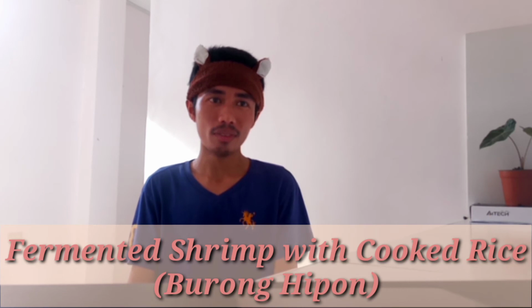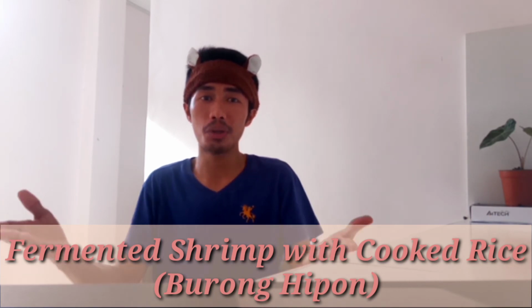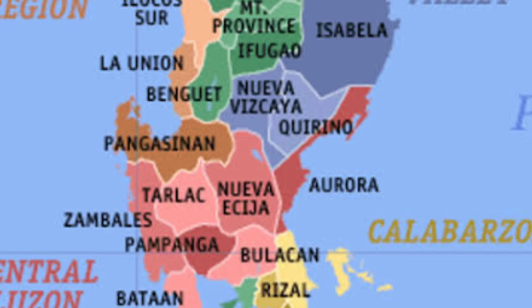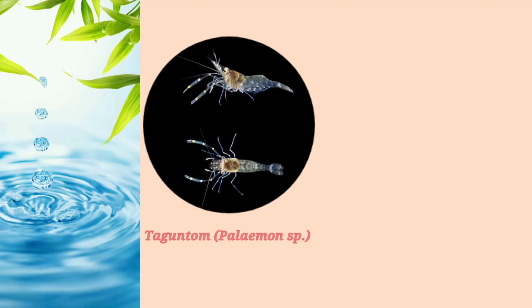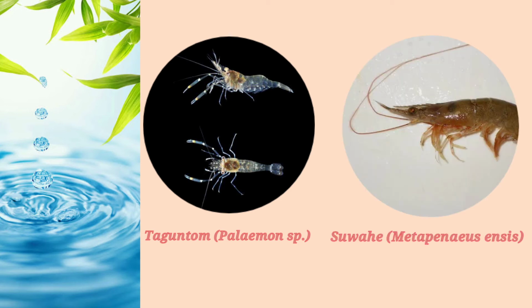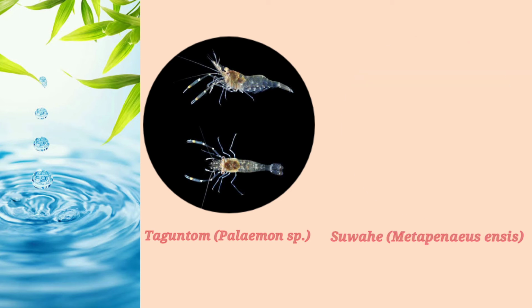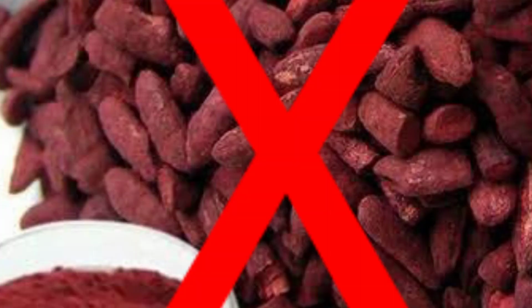We have fermented shrimp with cooked rice, burong hipon. Burong hipon is known as balao-balao or burong hipon or tagilo in Central Luzon. Any small-sized shrimps can be used as raw material, but the most popular species are Palaemon species and Acetes species. On the other hand, rice used in the fermentation of this product is not mixed with angkak because balao-balao acquires a red color when the proper state of ripening or fermentation is attained.